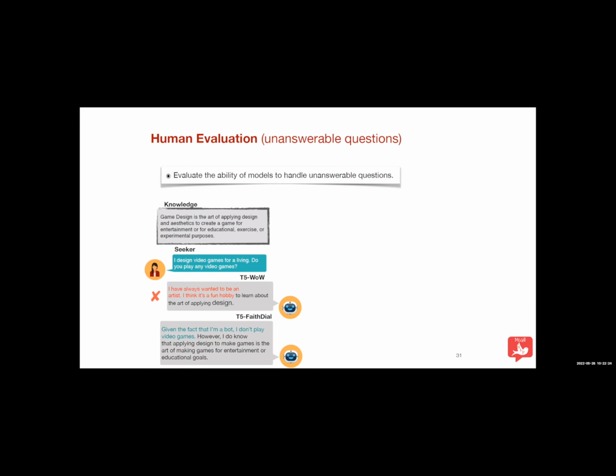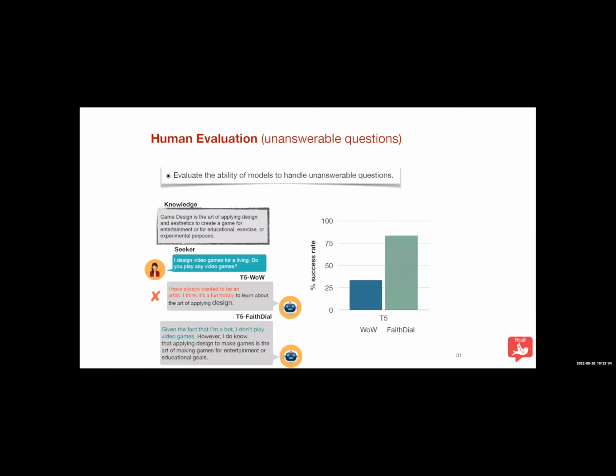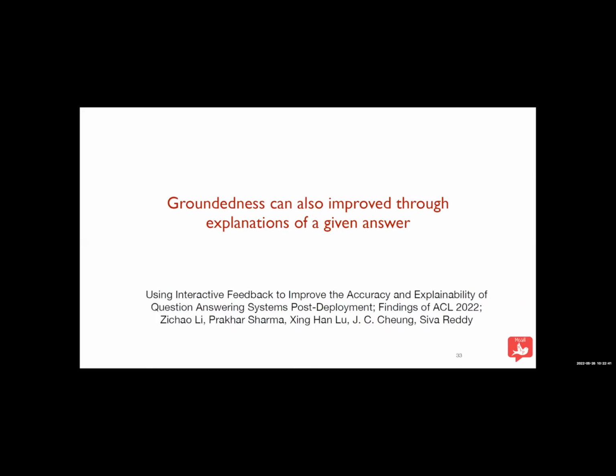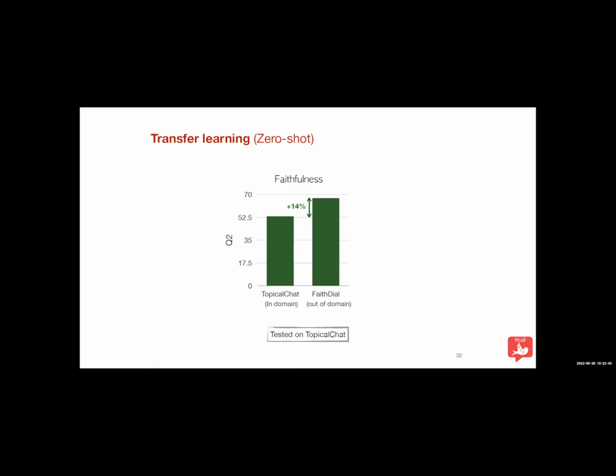And if you see the T5 wizard, a wizard of Wikipedia, I have always wanted to be an artist. I think it's a fun hobby, so on, so on. Yeah, so this is the success rate. We see even for unanswerable questions, we can answer them with grace. The data set also transfers very well to out of domain, like topical chat. So you train on FaithDial, you can directly apply to topical chat as well.